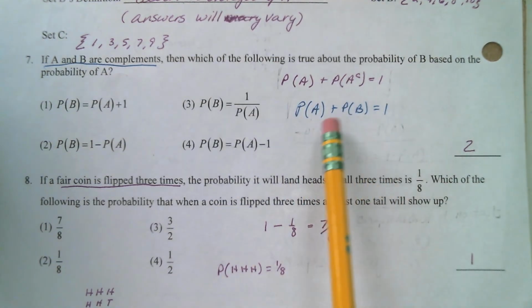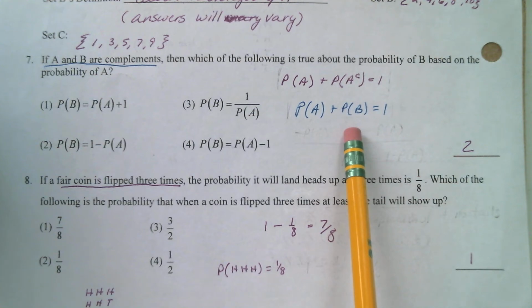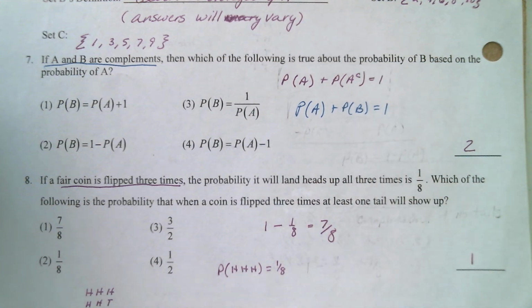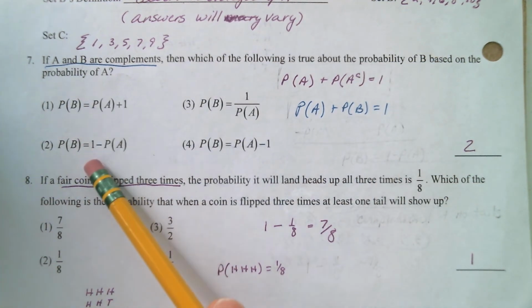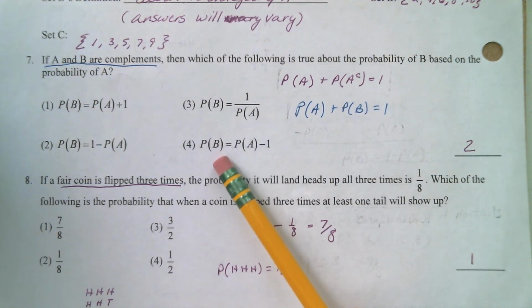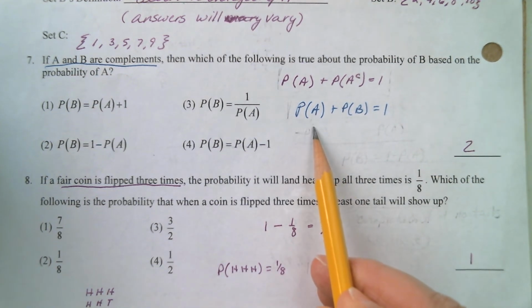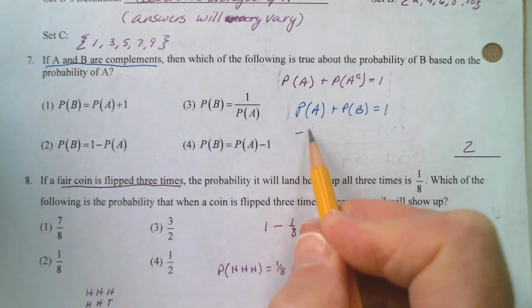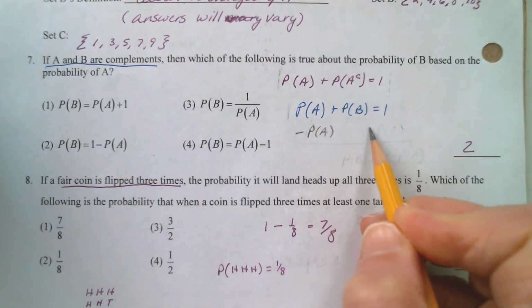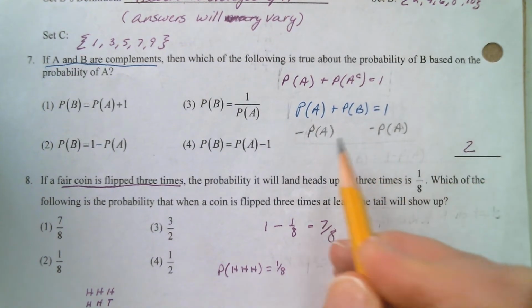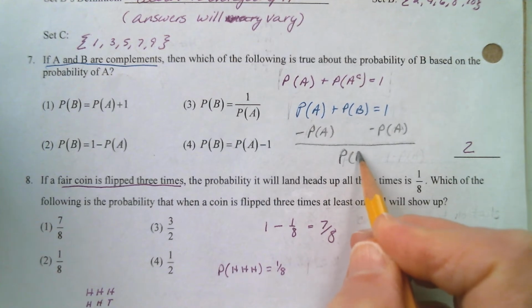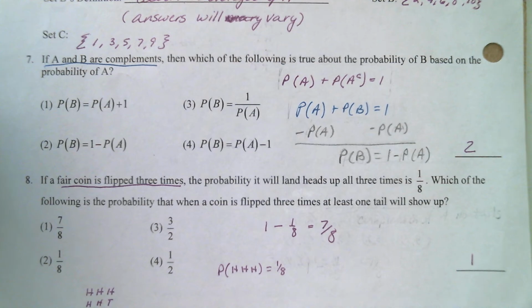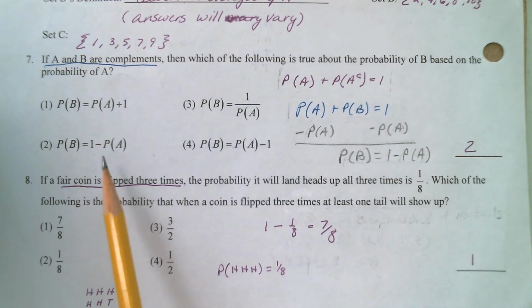Right, so if we have this, probability of A plus probability of B equals 1, which of the following is true about the probability of B? Okay, so all of our choices are solved for probability of B. So let's just take this and get probability of B by itself. So I would subtract probability of A from both sides. And we have the probability of B is equal to 1 minus the probability of A, which is choice 2.